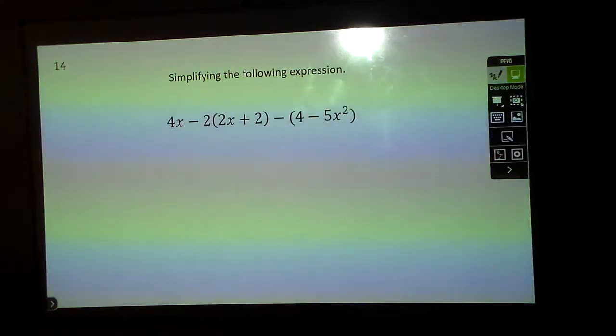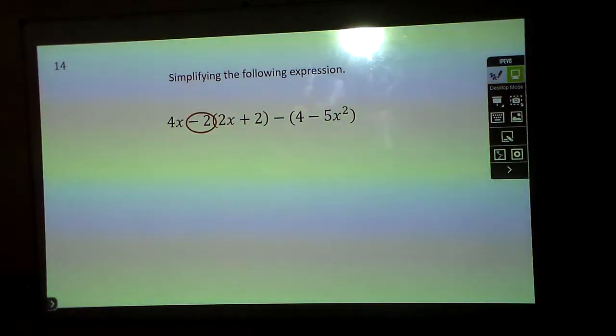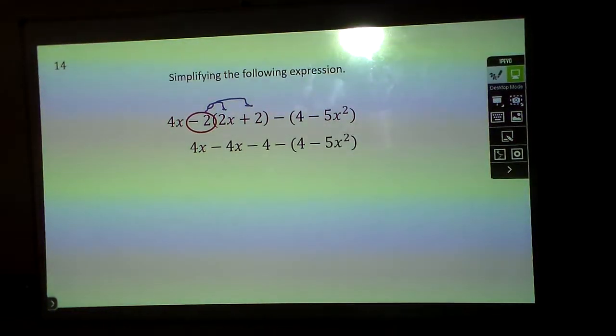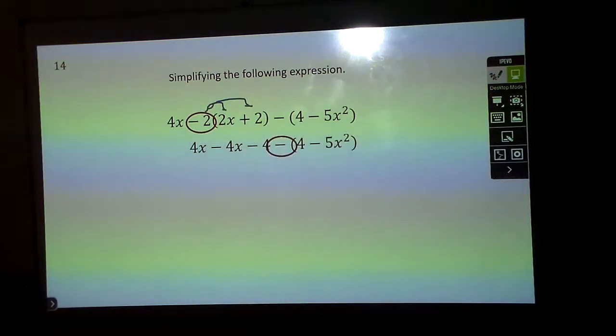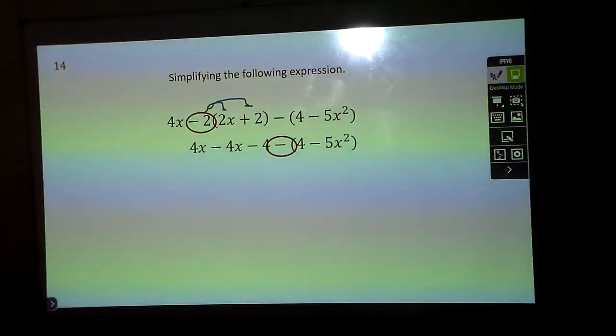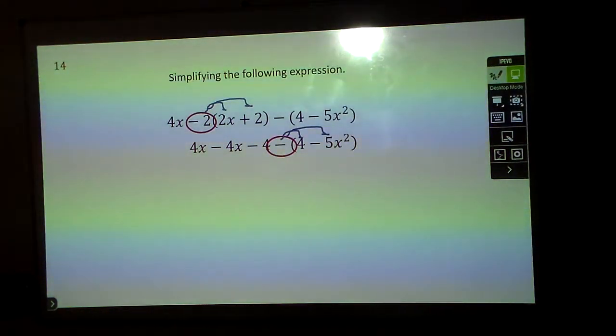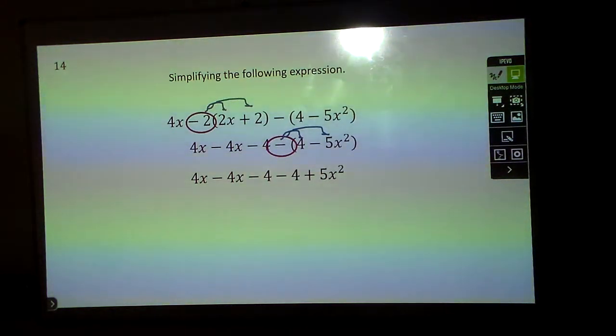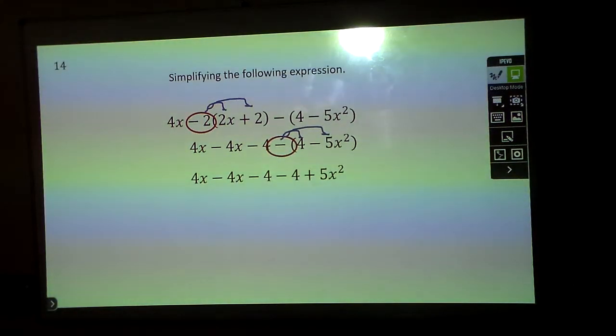Okay. Now, here we're going to do the same thing here. I'm going to take this negative 2 times that 2x and 2, which will give me a negative 4x minus 4. And I'm going to treat that as negative 1. I mean, you can put a 1 there if you want, which negative 1 times 4 makes it a minus 4. And negative times a negative 5 will make it a positive 5x squared, because all it's going to do is just change its signs. And now I can put the things together.